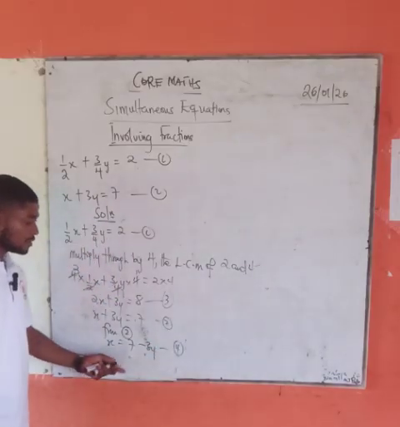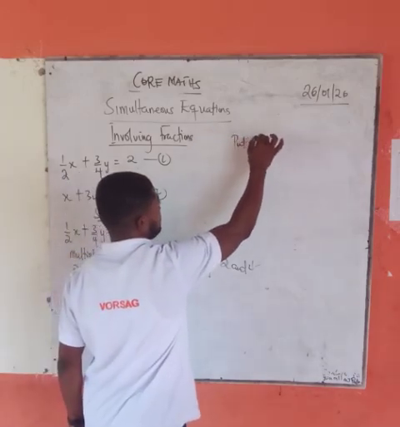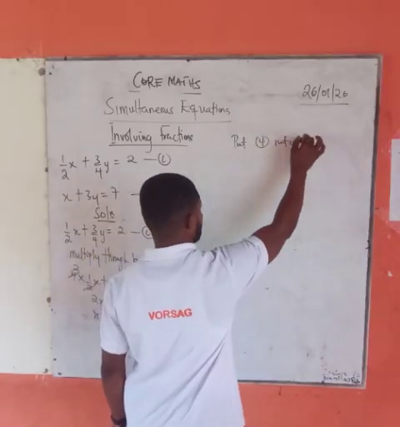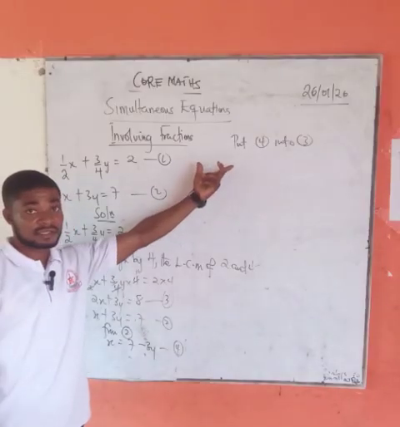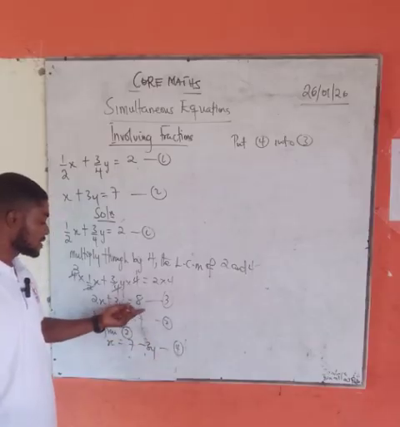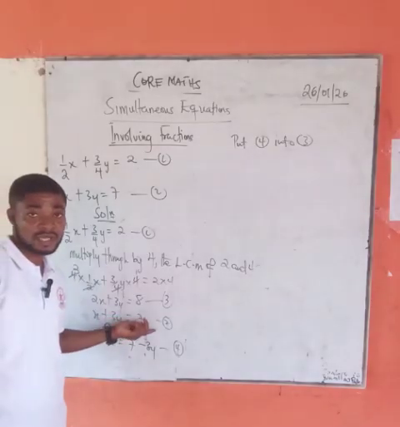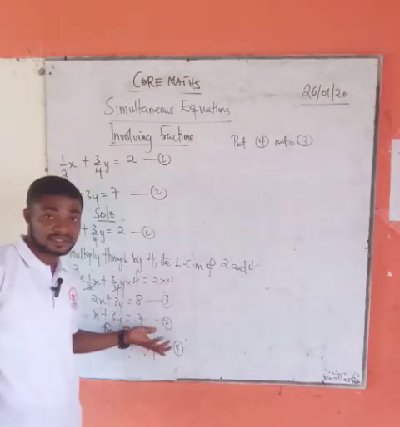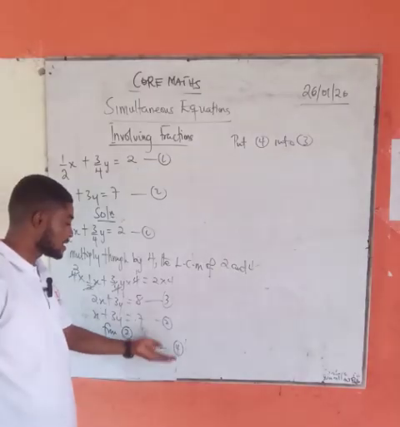Now I've gotten equation 4, and then equation 3, equation 2. From here, I'm going to put equation 4 into equation 3. I cannot put it into equation 2 because I made x the subject from equation 2. If I put x from equation 4 into equation 2, I'll get 7 is equal to 7, which is not what we are interested in. So I have to put equation 4 into equation 3.